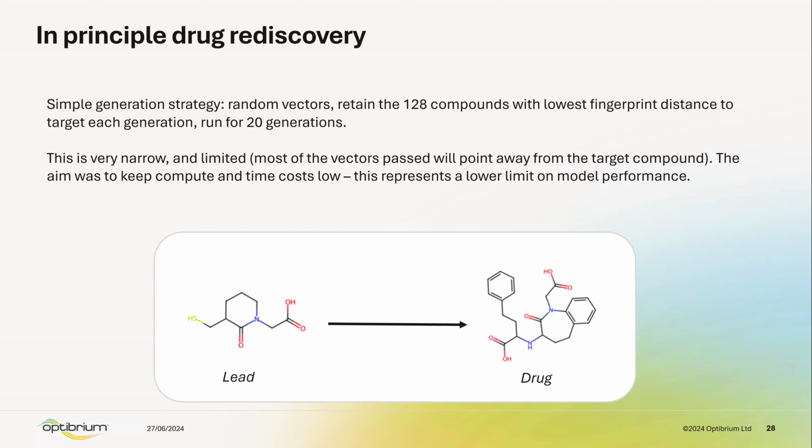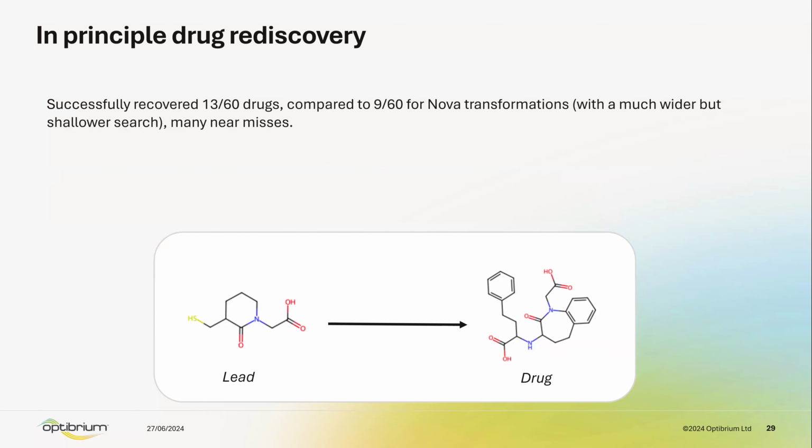We don't have a fixed set of transformations within the generative AI. It could generate an infinite number of compounds at each generation. So we fix it to 128 and run it for a larger number of generations instead. Because of that very narrow, very limited strategy, and because we haven't got the guided generation turned on here, this represents a lower limit on the model performance. And we successfully recovered 13 out of the 60 drugs compared to 9 out of 60 for the transformation libraries.